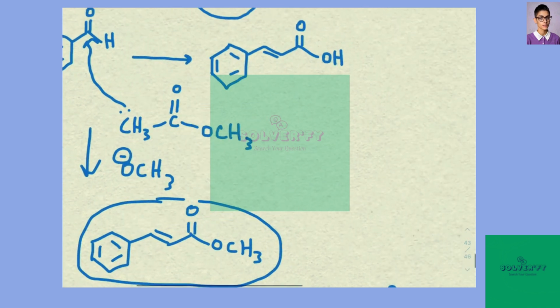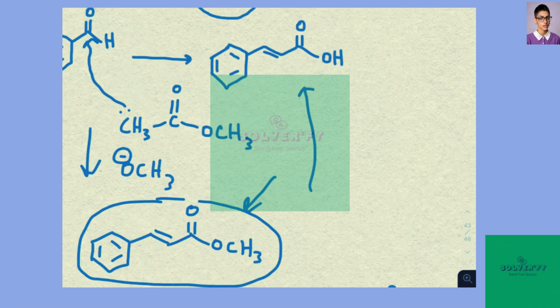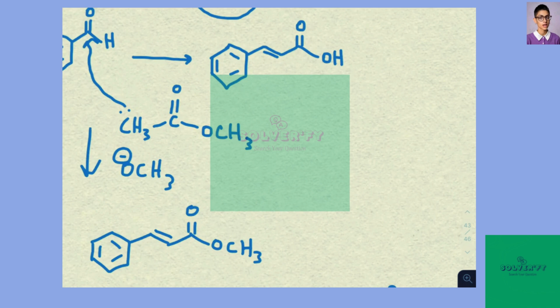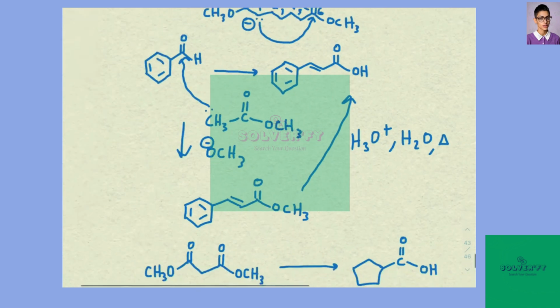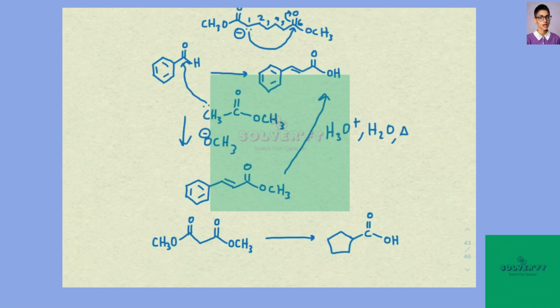Okay, and as we can see, this product is very similar to this product, the only difference being that I have the presence of my ester, my OCH3, as opposed to my carboxylic acid. But luckily, all we need to do to fix that is undergo hydrolysis. So hydrolysis involves the reaction with H3O+, hydronium, water, and heat. Okay, so that is going to be my final reaction.